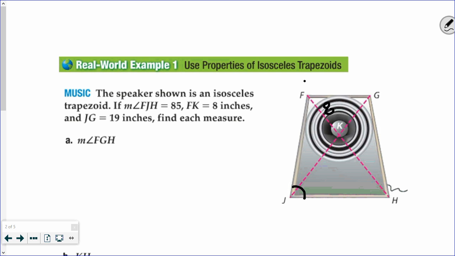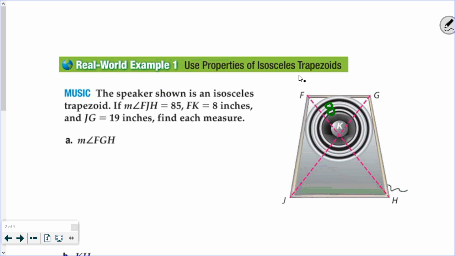It's kind of difficult to see. I'm going to use a color other than black. Let's use FK is 8 inches, and JG is 19 inches. So the entire diagonal here, JG, is 19 inches.